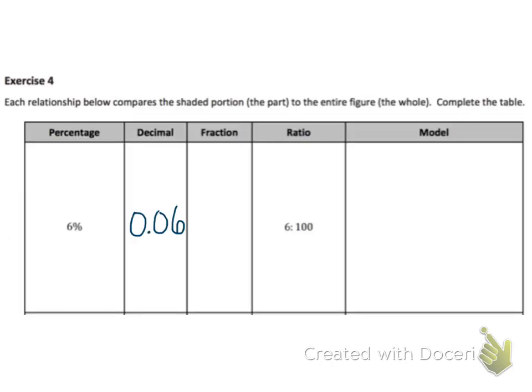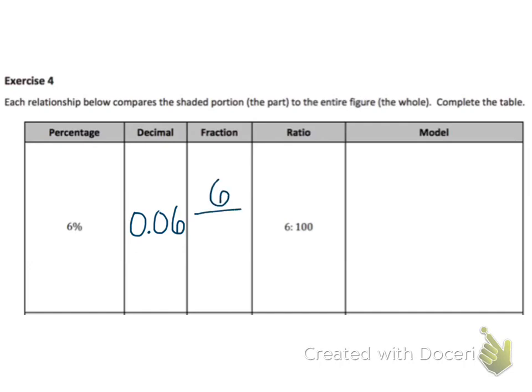Okay, exercise 4. We need to show all the ways as a percent, decimal, fraction, ratio, and model. So we're given 6%, right? And 6% as a decimal is written as 0.06. Do not get confused. A lot of times my students want to do 0.6. But that is incorrect because that would be 60%. So let me go ahead and take that off because I do not want 60%. I want to show 6%. So that would be 0.06.